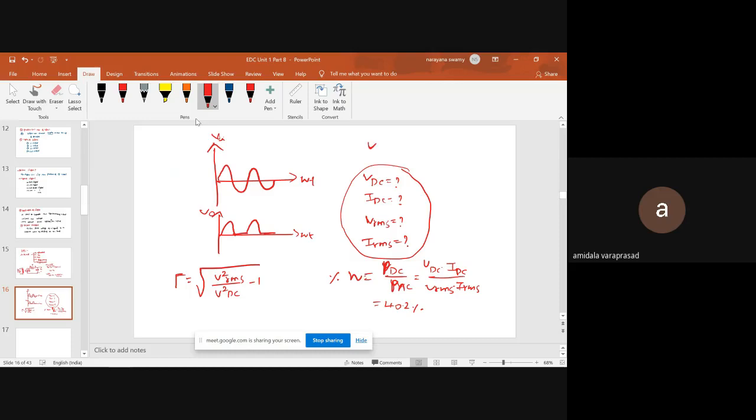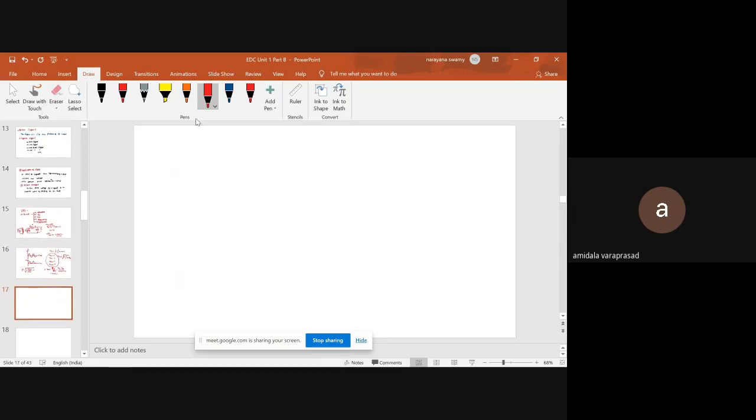VDC, how can we obtain? 1 by T integration of 0 to T Vm sin omega T. V square RMS is equal to square root of 1 by T, 0 to T, Vm sin square omega T d omega T. Like this we can find out VDC and VRMS. You can verify my notes.